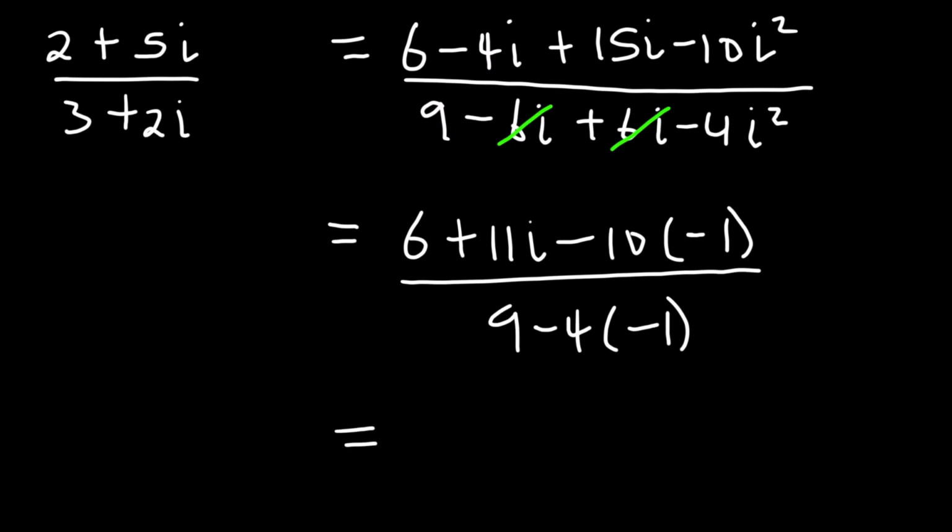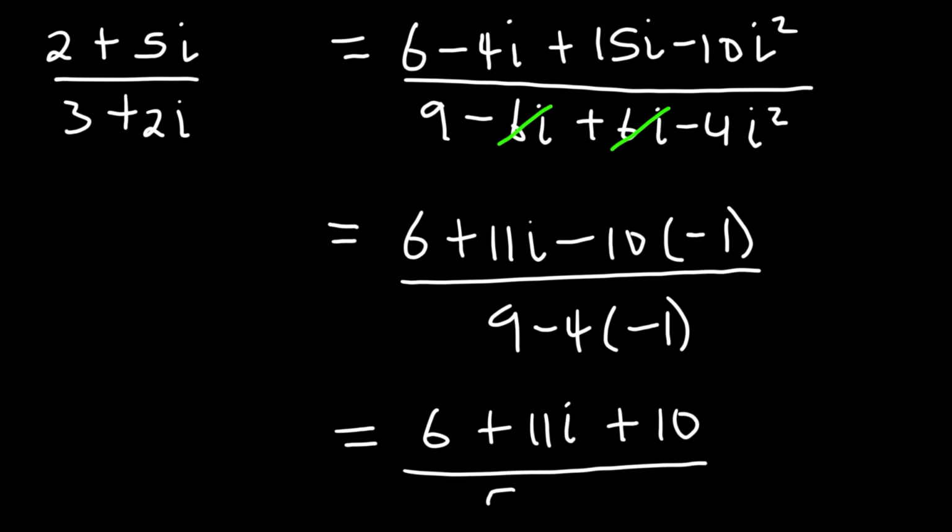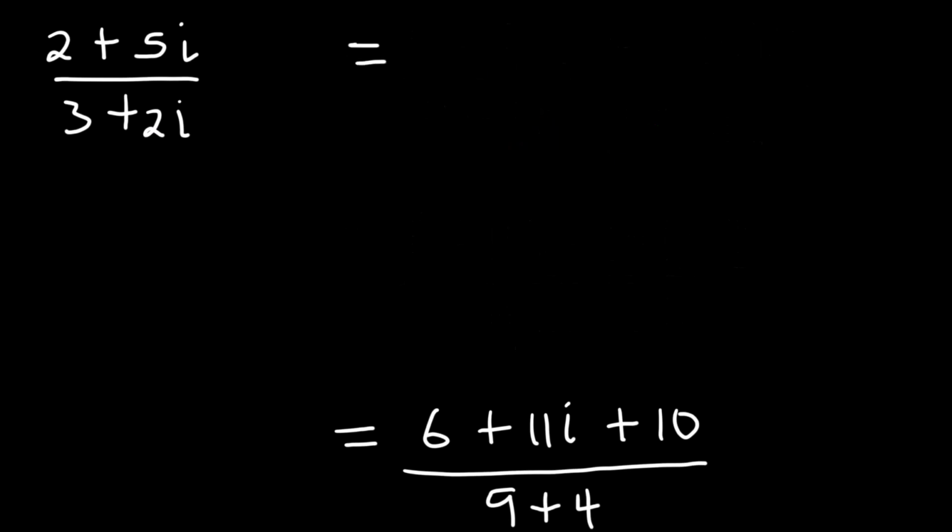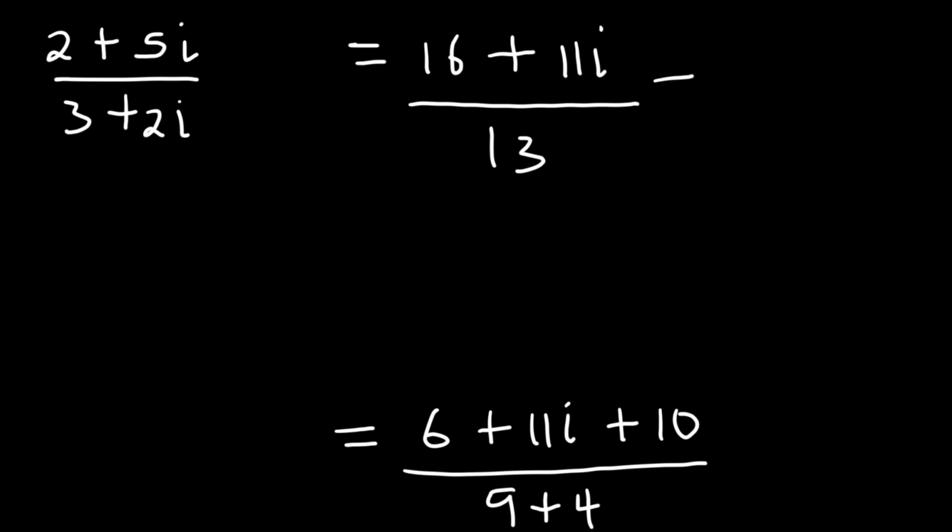This will be equal to 6 plus 11i and then plus 10 divided by 9 plus 4. So we shall have 6 plus 10, which is 16, plus 11i divided by 9 plus 4, which is 13. And if we separate this, we shall have 16 divided by 13 plus 11 divided by 13 times i. And that's our answer.